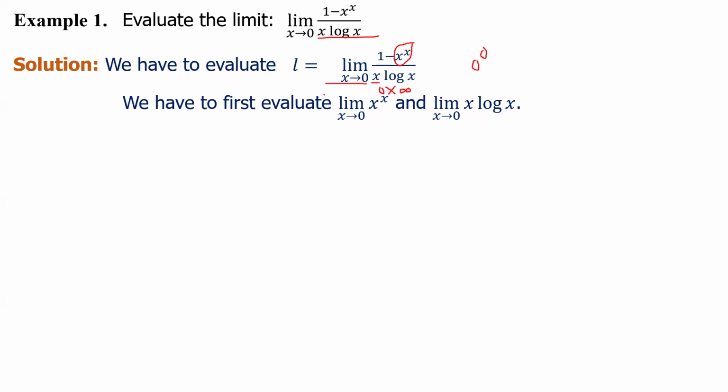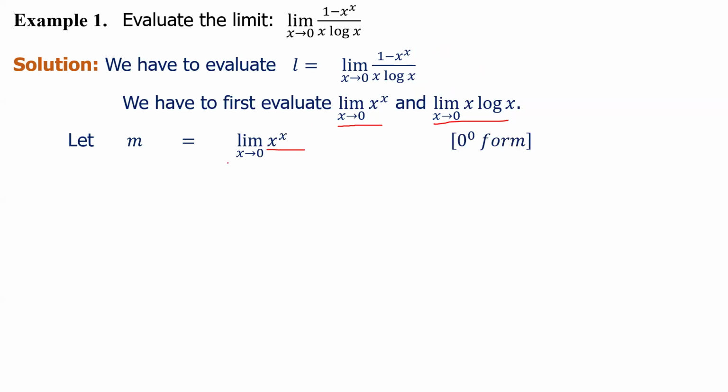So clearly, if you want to evaluate this limit, we have to first find the value of x to the power x when x tends to 0, and the value of x log x when x tends to 0. Therefore, we have to first evaluate the limit of x to the power x when x tends to 0 and the limit of x log x when x tends to 0. Let m be equal to the limit of x to the power x when x tends to 0. Now if you put x equal to 0, it is nothing but 0 to the power 0 form.